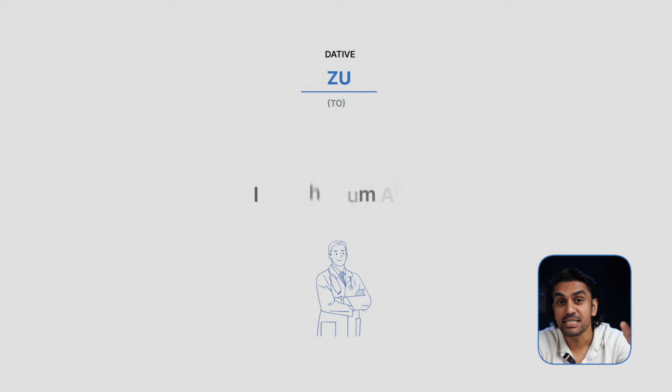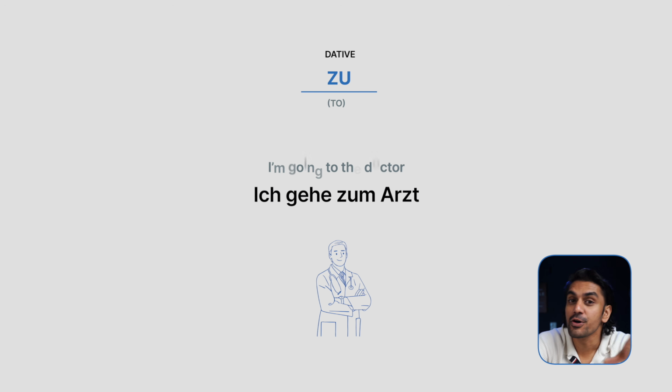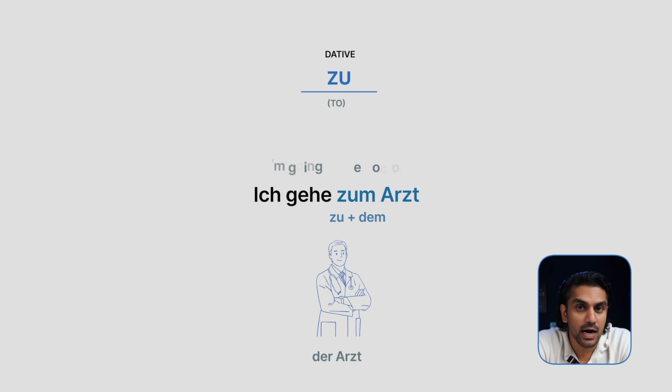Zu, to. Ich gehe zum Arzt. I'm going to the doctor. Here zum is simply a combination of zu plus dem. The word Arzt or doctor is masculine. Der Arzt. Since zu always takes the dative case, der changes to dem and zu plus dem becomes zum. So we get zum Arzt.